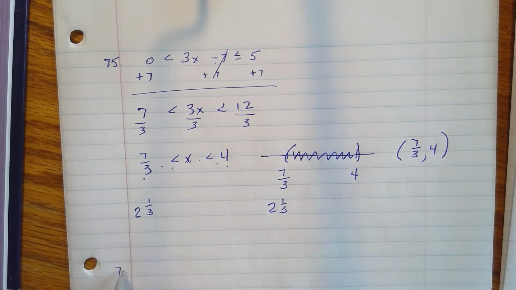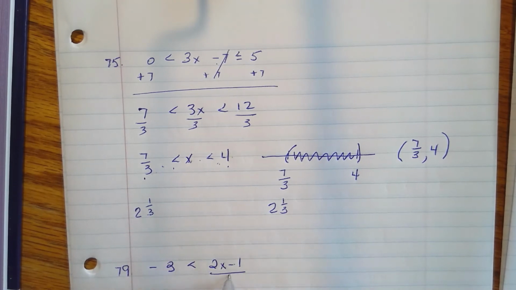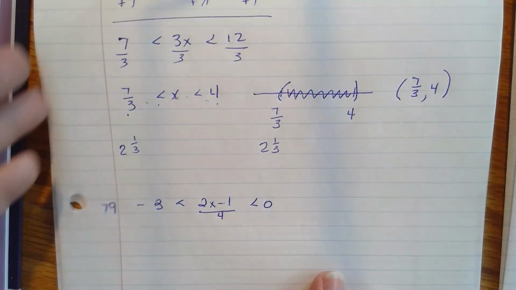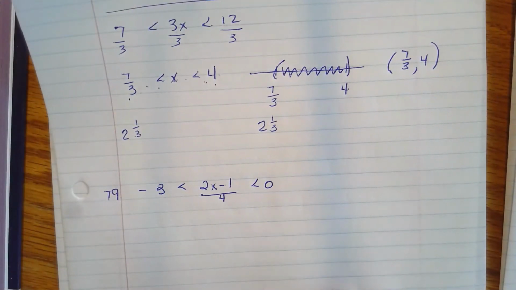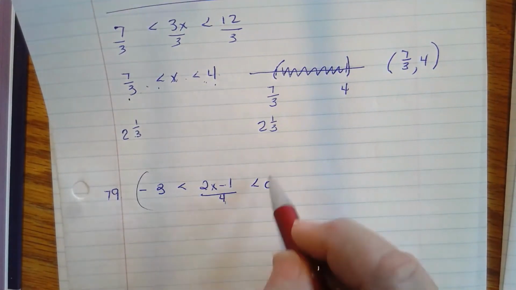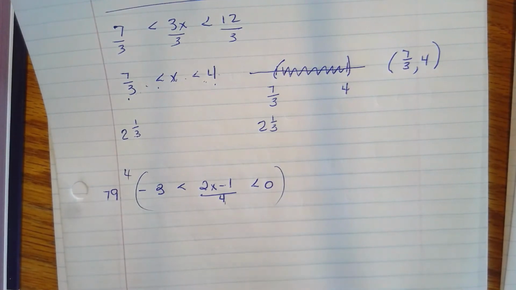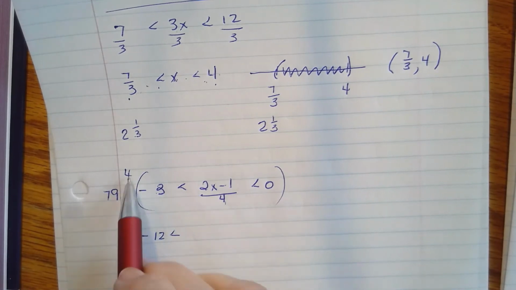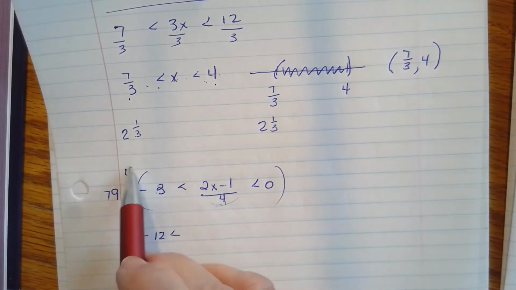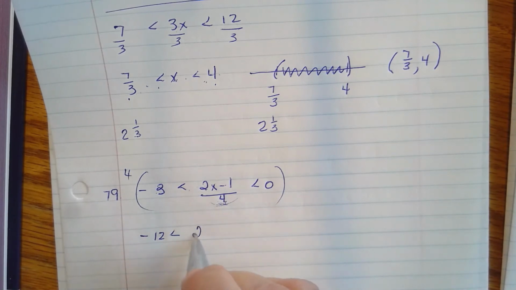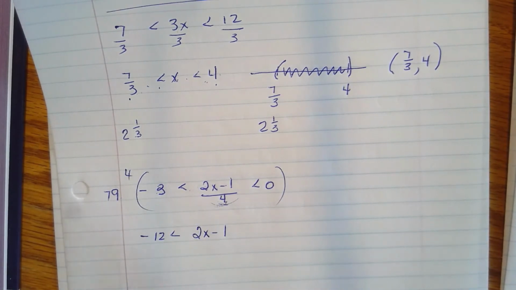All right, next we're going to number 79. And we've got this fraction thing going on again. So I can multiply everything by 4 to clear out the fraction. 4 times negative 3. When I multiply 4 times this fraction, the 4's are going to cancel out, and I just get 2x minus 1. And then 4 times 0 is still 0.